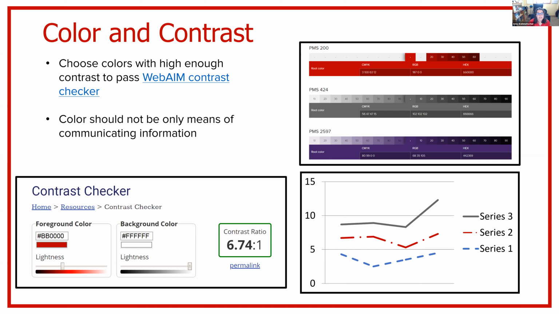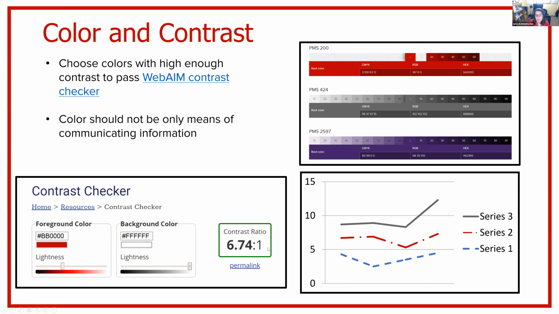And then the other thing that we need to be thinking about is that color should not be the only means of communicating information. With individuals who might be colorblind or not perceive color as distinctly as others, if you have, for example, two stars in a graph that are supposed to mean something, and one is red and one is green, they may not be able to tell the difference between those two items in your content.